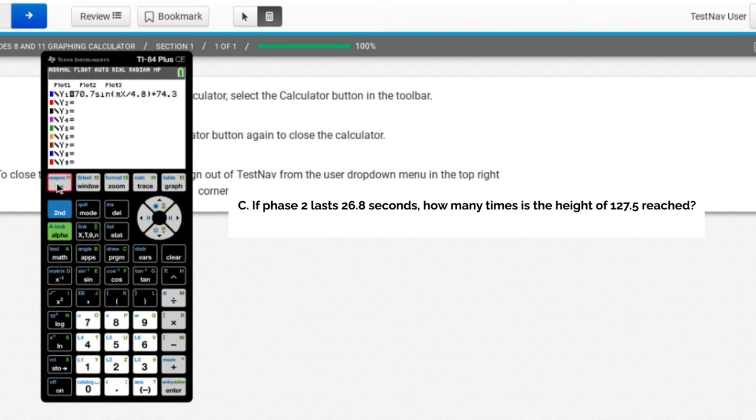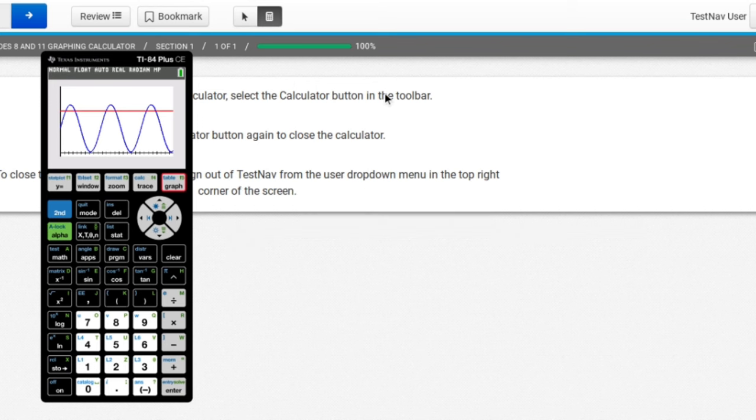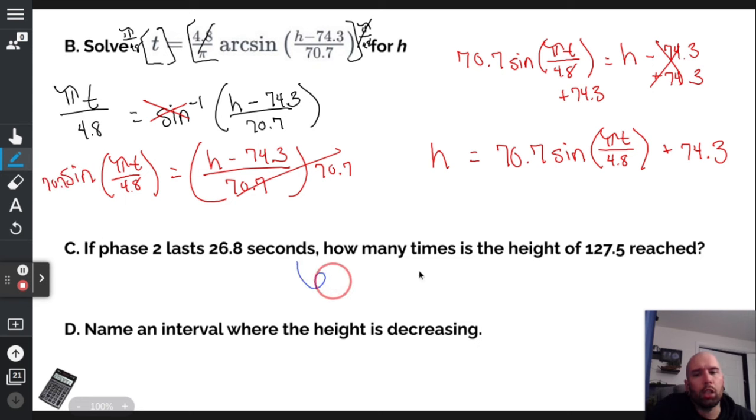And then what I'm also going to do is graph the fact that we're hitting the height of 127.5. So I'm going to go down to 127.5. This will give me the amount of times my sine graph is going to hit that line. 1, 2, 3, 4, 5, 6. So that's my answer. 6.